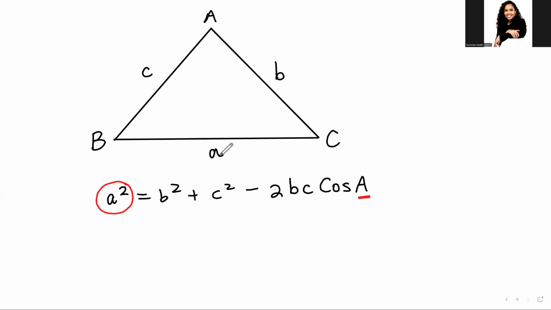So it will be a squared equal to the sum of the squares of the other two sides minus 2 times the product of the other two sides by cos of the corresponding angle to that side, right? So if I'm looking at A, it's going to be cos of A, and the other two sides will be B and C. Now, if I needed to find B instead, what would B squared be equal to? What would be the difference in the formula if I wanted to find B squared?